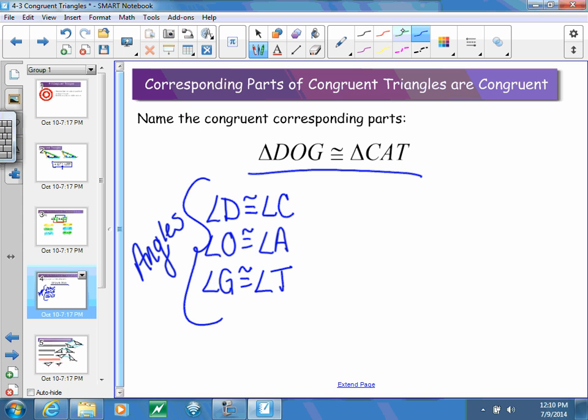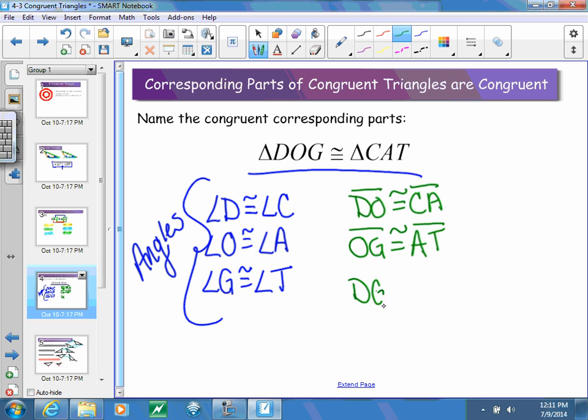Then I also have the sides that we can work from. So DO is the first side of one triangle, and the side that's going to correspond with that is going to be CA. It's the first 2 letters. The next side, which would be OG, is going to correspond with the next 2 letters in CAT, so that's going to be AT, and so OG is congruent to AT. And then lastly, I'm going to take the first and last of each, so segment DG is going to be congruent to CT. And now I have my 3 sides. And so just from that one statement, you have 6 pieces of information that you can take from it.